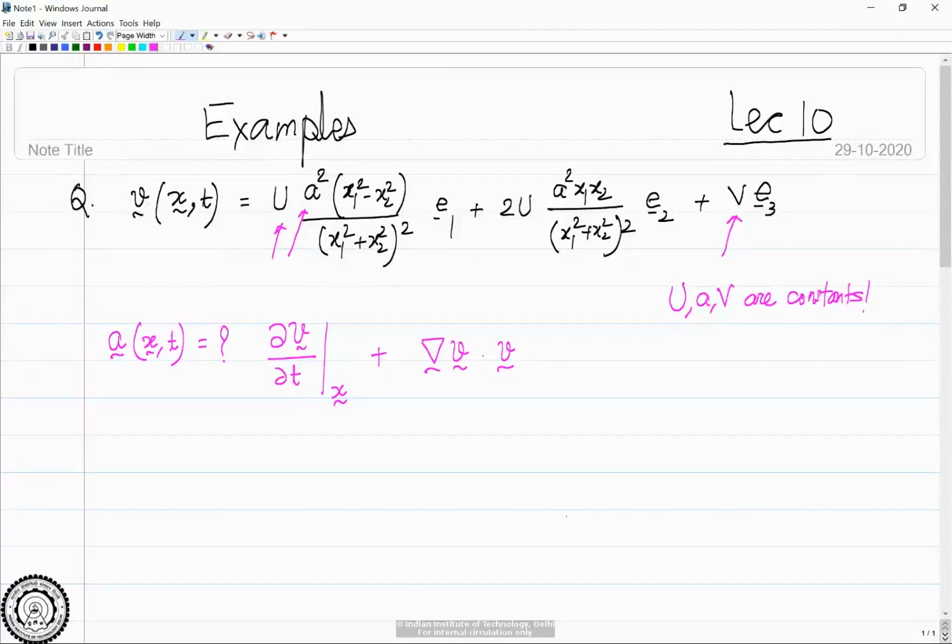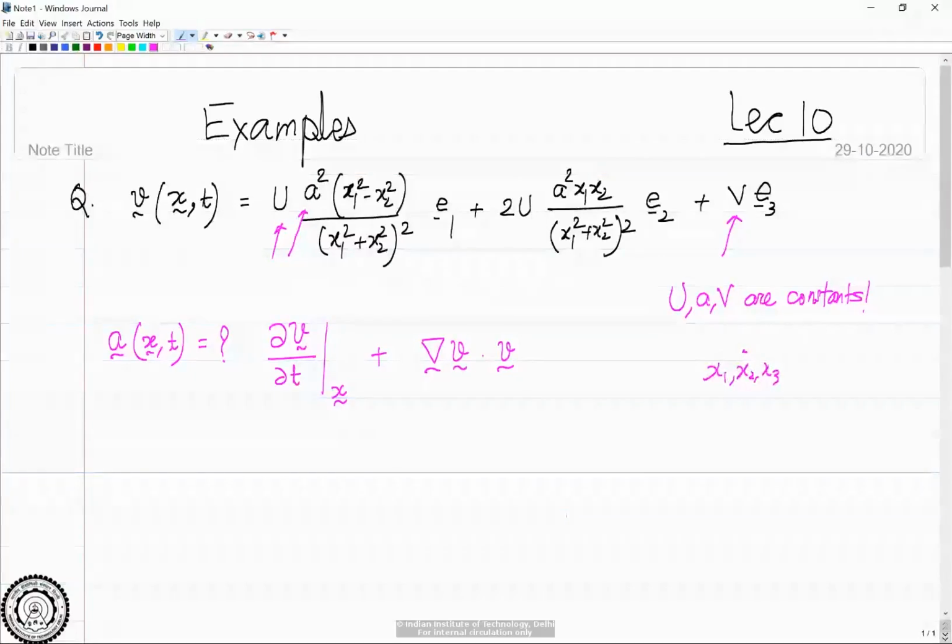Okay. But you see that the formula of velocity has no time dependence. There's no time present explicitly in the formula. So if you go to any spatial location, the velocity at that location is independent of time. That's what this formula says. You go to a location small x1, x2, x3, and at that point, velocity is not changing.